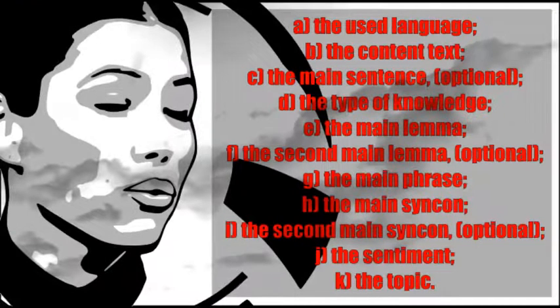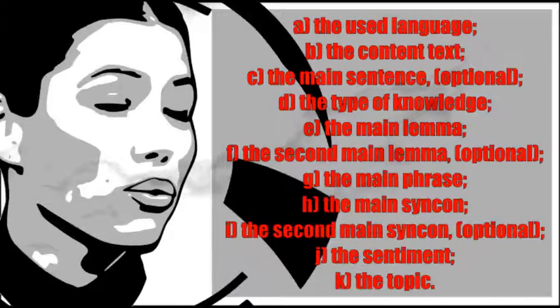A. The used language. B. The content text. C. The main sentence, optional. D. The type of knowledge. E. The main lemma. F. The second main lemma, optional. G. The main phrase. H. The main syncon. I. The second main syncon, optional. J. The sentiment. K. The topic.